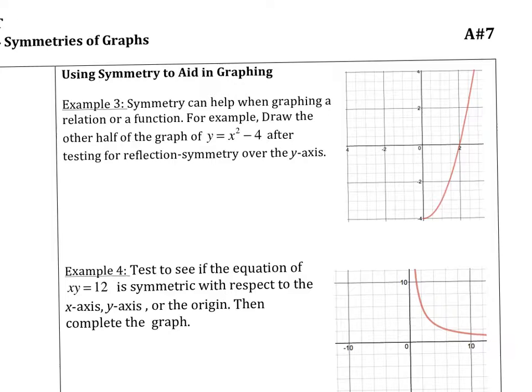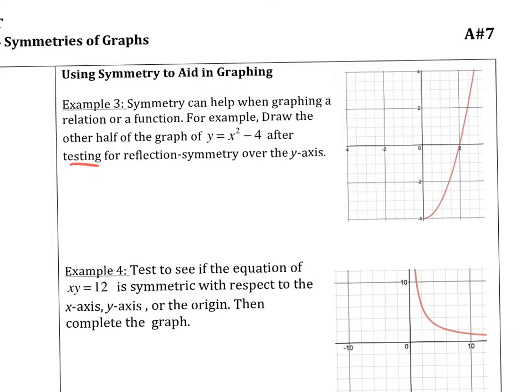Our next thing is that we can use symmetry to help in graphing. As you know, if something is symmetrical, we can easily graph the other half just by essentially copying points over. So let's look at example number 3. Symmetry can help when graphing a relation or a function. Remember that a relation could be rotated so it looks like this instead, so that's why it's differentiated there. For example: draw the other half of the graph of y equals x squared minus 4 after testing for reflection symmetry over the y-axis. So first I'm going to test it.